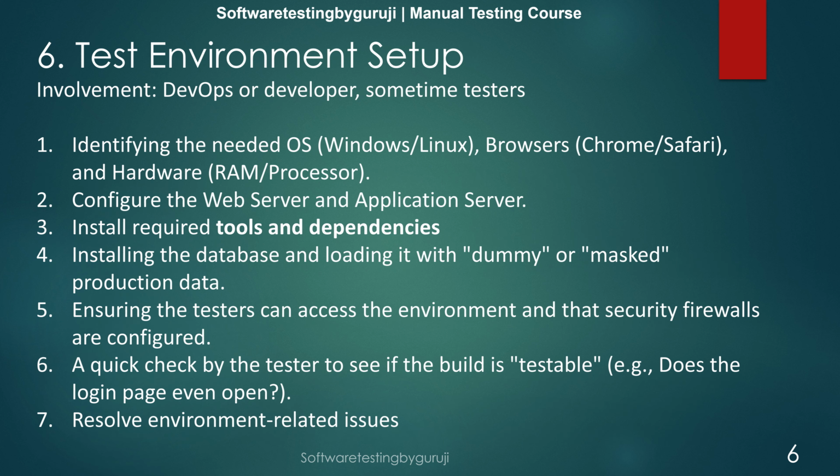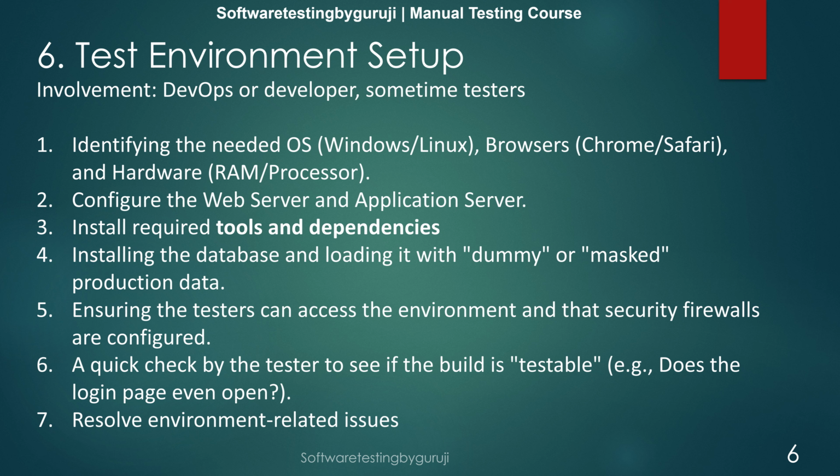Now we will understand test environment setup. Here the involvement is DevOps or a developer, sometimes testers are also involved. Here, identifying the needed operating system, that is Windows, Linux, then browsers, Chrome or Firefox or Safari, and hardware like RAM and processor. Then configuring the web server and application server, installing required tools and dependencies, installing the database and loading it with dummy or masked production data, ensuring the tester can access the environment and that security firewalls are configured.